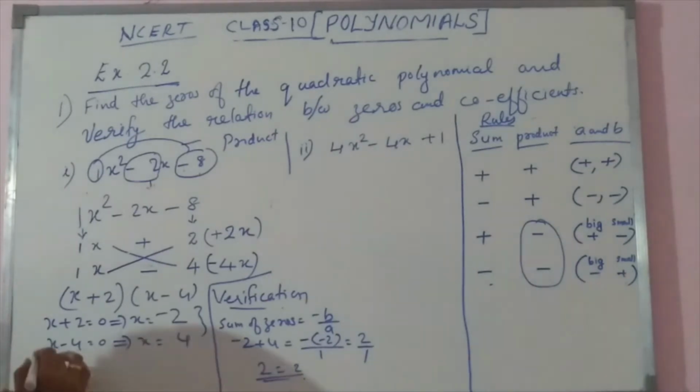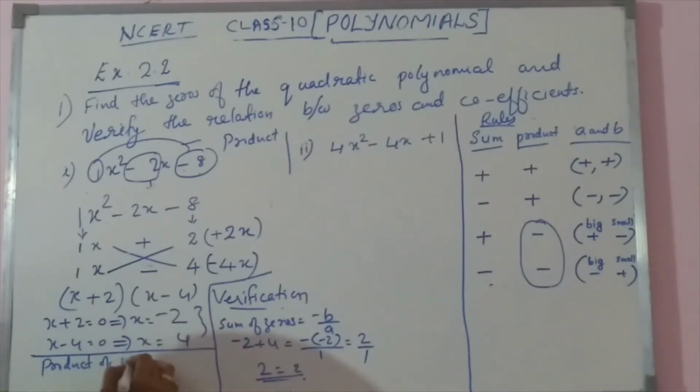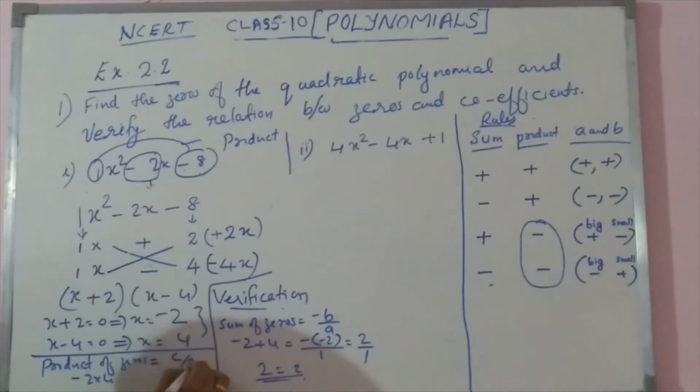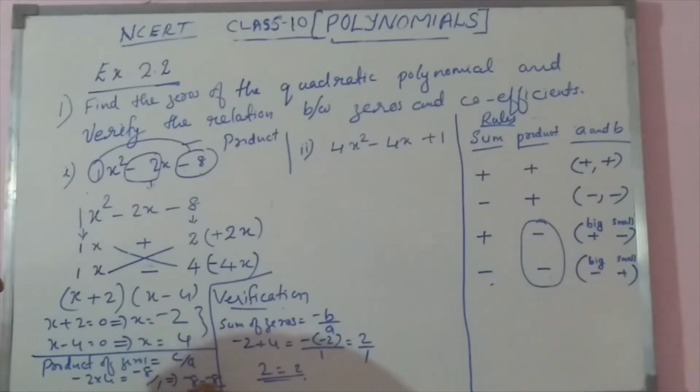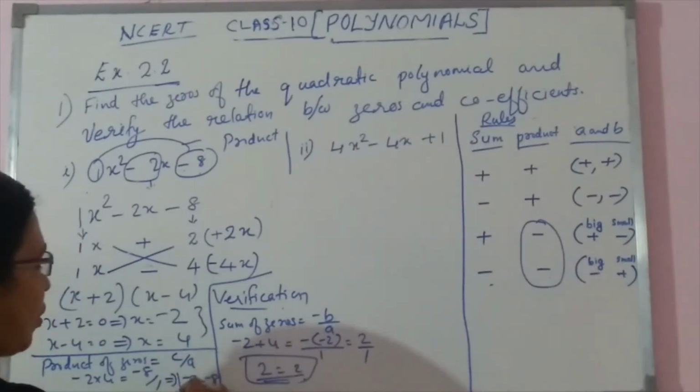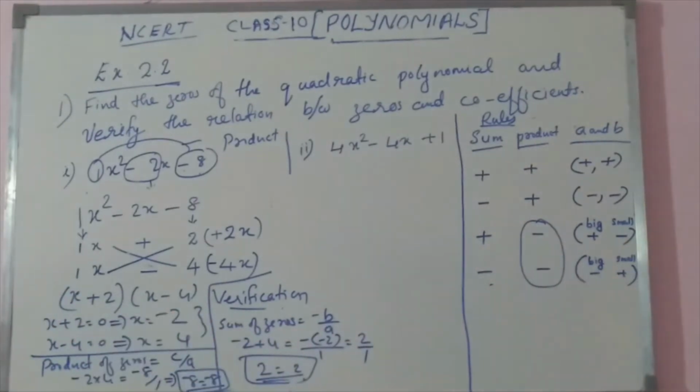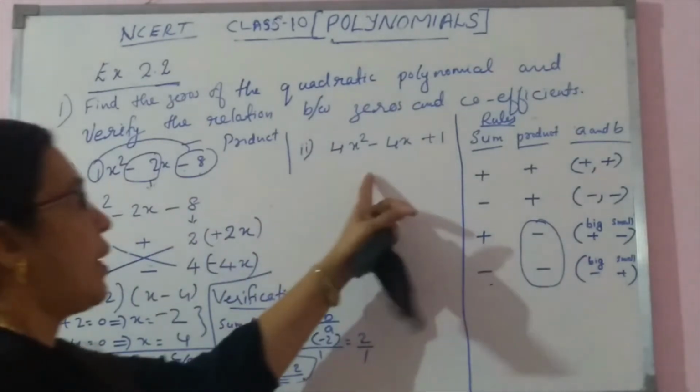Therefore it is verified. Now we can go through product of zeros. Please note down while watching the video. Product of zeros is equal to minus 2 into 4. Product of zeros is c by a. So minus 2 into 4 is equal to c, c value is minus 8, divided by a value is 1. Minus 2 into 4 is equal to minus 8, which is equal to minus 8. So product of zeros is also verified. So verification is also over. We can go to the next question.